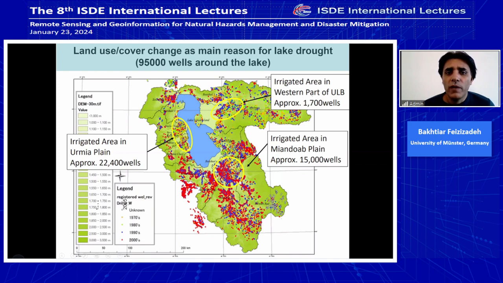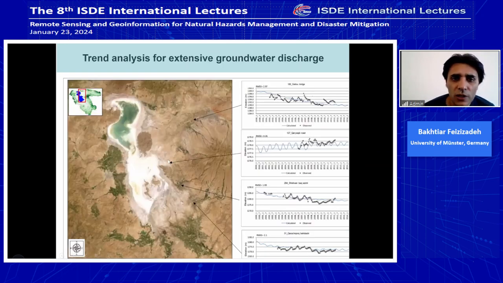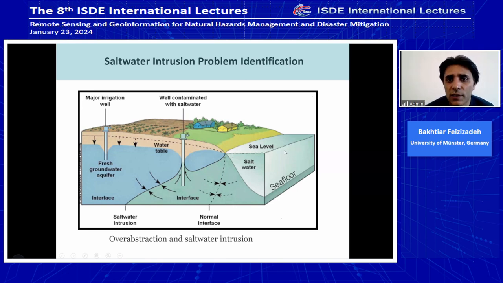So over time, farmers using these wells are discharging the aquifers. The discharge of aquifers could change the balance of fresh water around the lake, fresh aquifers around the lakes, and also salty aquifers under the lakes. As you know, there is almost a balance between the sea salt water and the fresh groundwater aquifers.